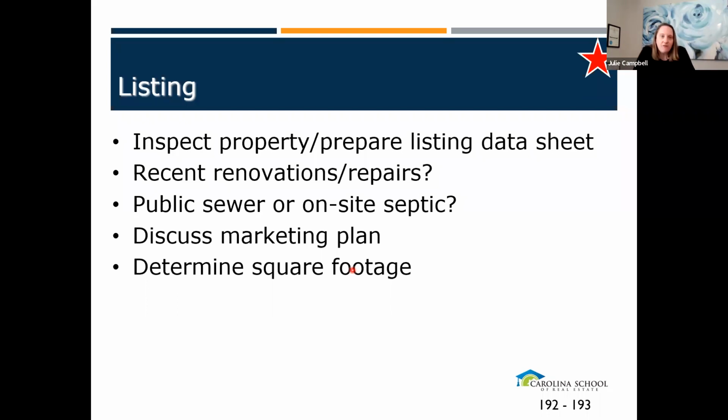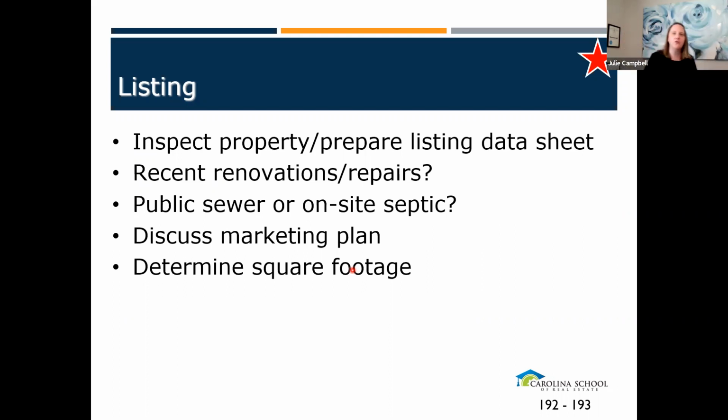I also want to make sure that I'm properly disclosing any unpermitted spaces. How do we find out? We ask questions. Did your little red flag go up when you walked into the finished basement? When you walked into the room that looks like it has newer paint than the others? Ask questions. We also need to ask if they're on public sewer or on-site septic.